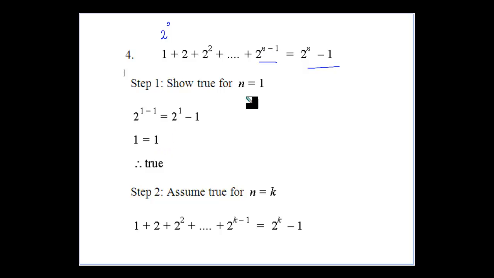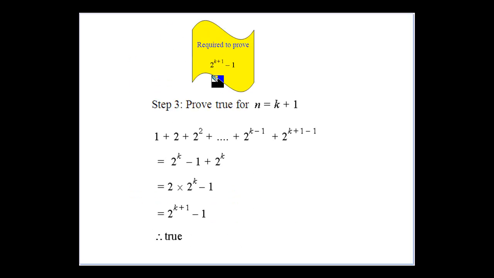So we sub in n is equal to 1. That gives us 2 to the power of 1 minus 1, which is 1, and 2 to the power of 1 minus 1 gives us 1. It's true for the first term. It's true for n is equal to 1, which is nice. We assume it's true for n is equal to k, so we get our relationship here. We're assuming this statement is equal to this one. There's our assumption.